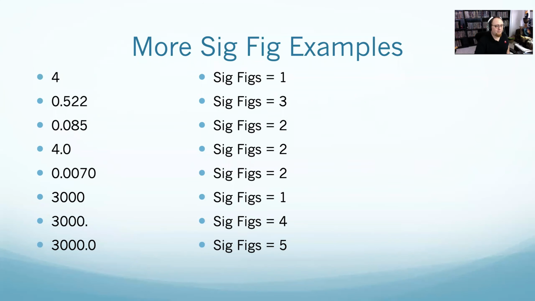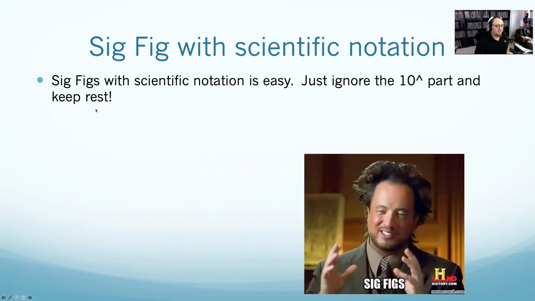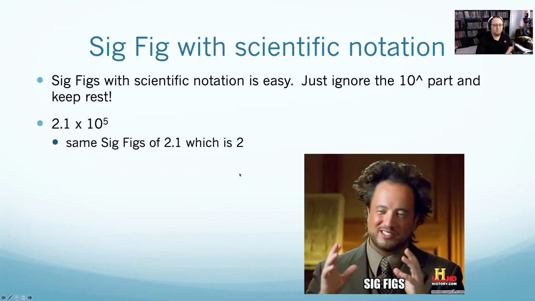Now, if you're in scientific notation, it's always going to be easy. You just ignore the times 10 to the part. And you just have a number greater than 1 with a decimal. 2.1 times 10 to the 5th, that's 2 sig figs, the same as 2.1. 100 times 10 to the negative 5th, 3 sig figs. That's the same idea.